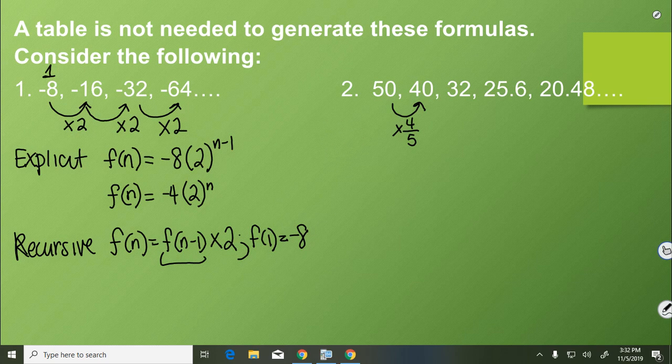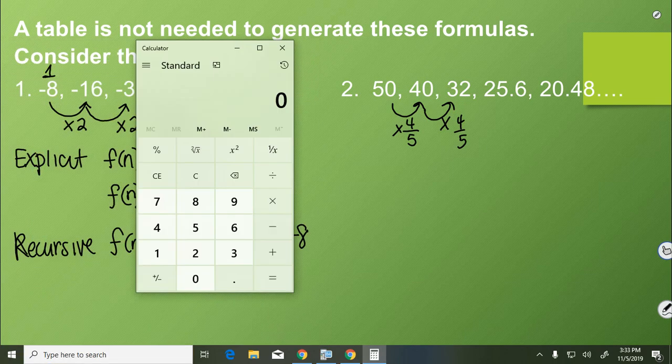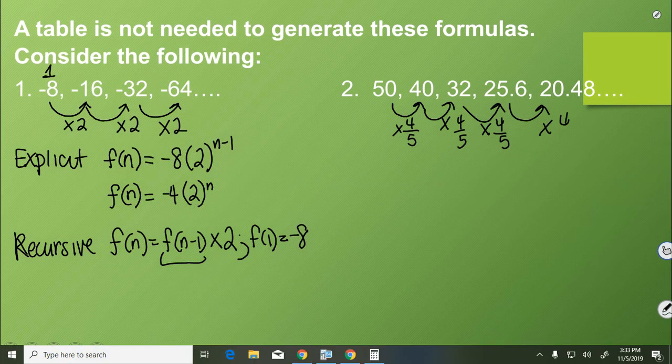Let's make sure that continues. If I do 40 divided by 5, I get 8, and 8 times 4 is 32. So it is times 4/5 again. If I do 32 divided by 5, I'll use my calculator to show you. I would get 6.4, and I multiply that by 4, and I get 25.6. So again, times 4/5. And we'll check one more time. If I do that divided by 5 and then times 4, I get 20.48. So again, it's times 4/5.